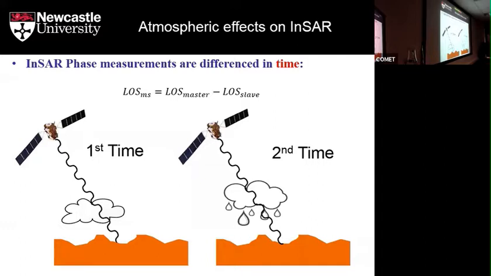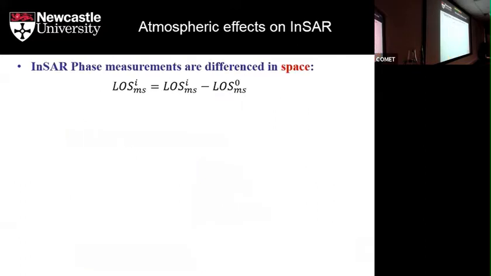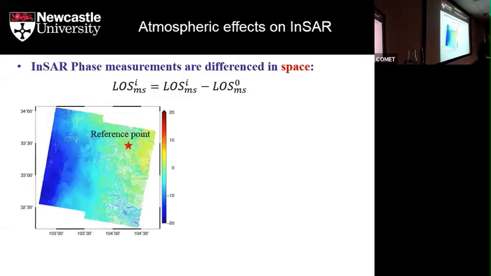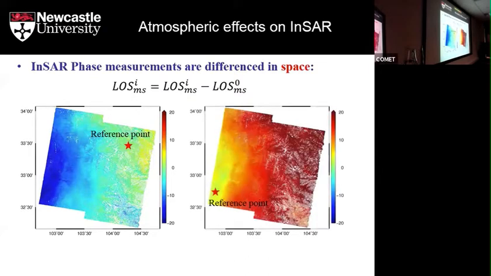And secondly, the phase measurements are also differences in space. So on each interferogram, you will have a reference point. All the phase measurements are referenced to that reference point. If you change the reference point from the red star from here to here, you will get a completely different-looking interferogram. But actually, these are the same interferogram. To conclude, we know that the InSAR measurements are actually spatio-temporal differences. So it is the spatio-temporal difference of atmospheric delay that affects our InSAR measurement, not the absolute value.